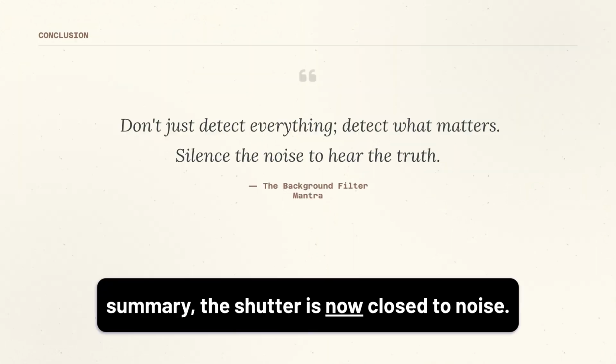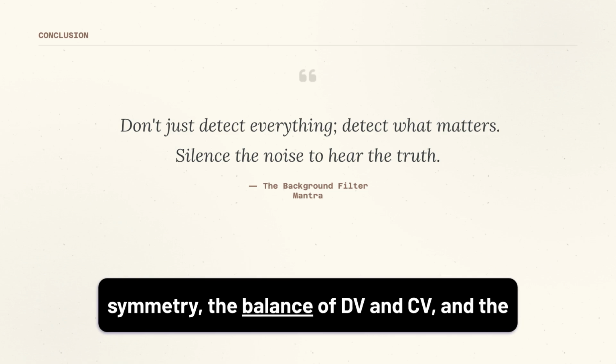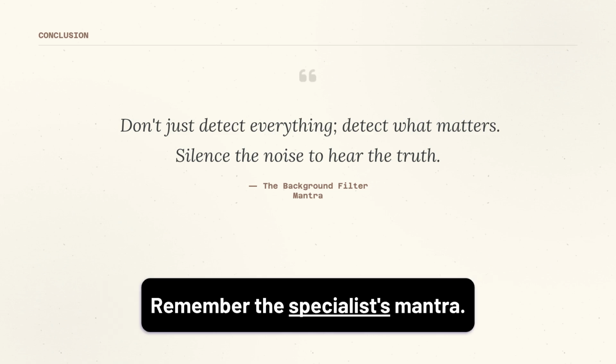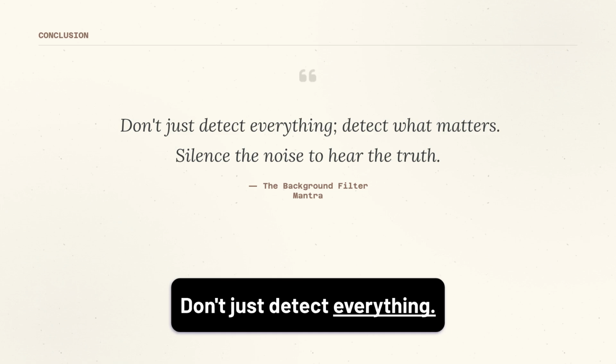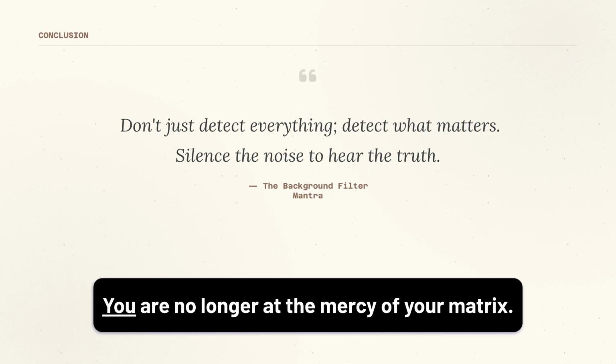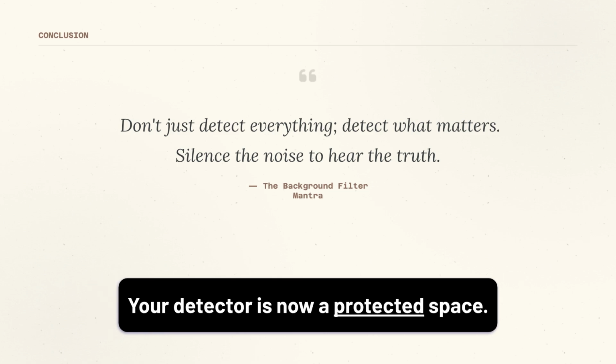Summary: the shutter is now closed to noise. We've mastered the logic of high field asymmetry, the balance of dV and CV, and the 100-fold ROI of chemical noise suppression. Remember the specialist's mantra: don't just detect everything, detect what matters. Silence the noise to hear the truth. You are no longer at the mercy of your matrix. You are the architect of your analytical clarity. Your detector is now a protected space.